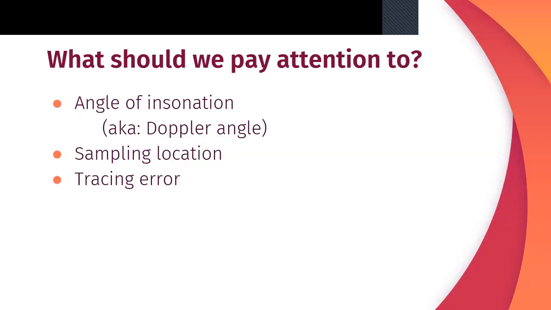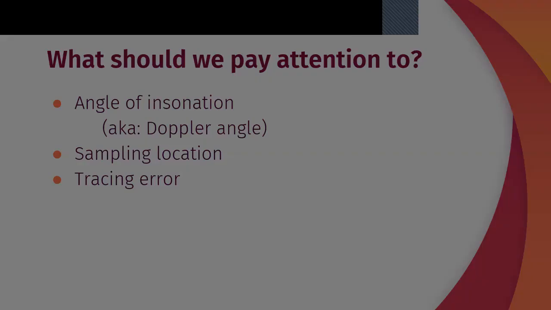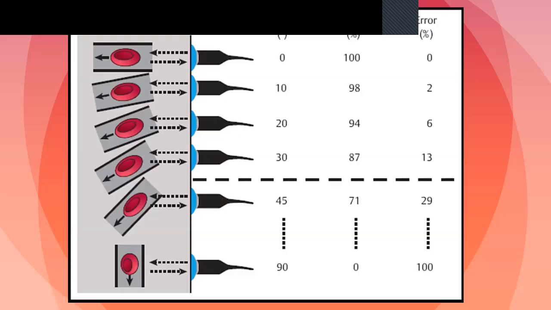Now, what should we pay attention to? Number 1 is angle of insonation, so the angle of our probe hitting the LVOT. The second thing is sampling location, and the third thing is tracing error. This is point number 1, right? So we're going to dive in depth into this. So angle of acquisition, insonation, right?